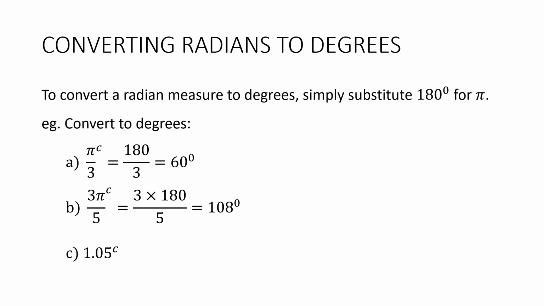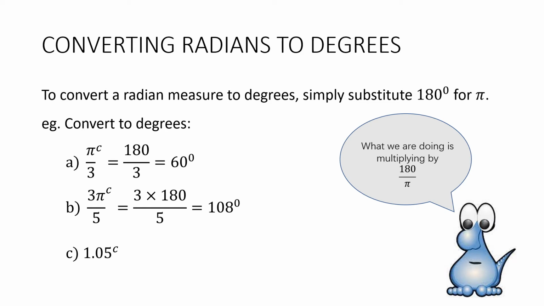Now, of course, the complication is going to come when we don't have a pi symbol. I can't substitute 180 for pi here. But what we're actually doing is multiplying by 180 on pi. So if you think about it, take this here and multiply by 180 on pi. The pi's cancel out. I end up with 180 on 3. So that's actually what we want to do here. So I'm going to multiply by 180 on pi. I'm going to put this on my calculator using the pi symbol. And that gives me 60.2 degrees.